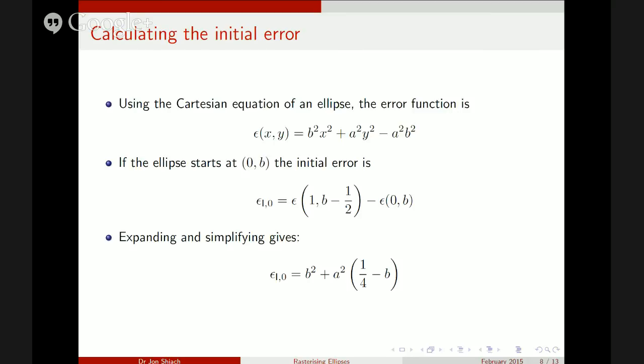Okay, and our change in error becomes this. If, however, we went to the southeast pixel, our yi plus 1 is now yi minus 1. So our next value of yi would be decremented by 1. If that's the case, you end up with this. So these two expressions are the change in errors depending on what pixel we went to.